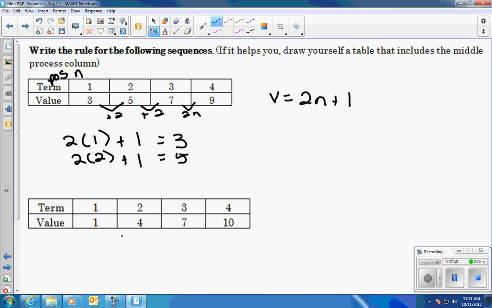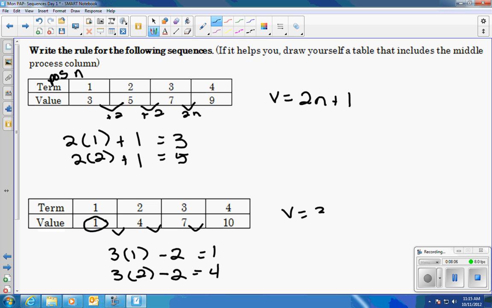This one is increasing 3 each time. So my first value should be 3. However, the chart says it's 1. How do I get from 3 to 1? Subtract 2. 3 times 2 is 6, but my chart says it should be 4. So subtract 2, and that tells me that my value should equal 3n minus 2.